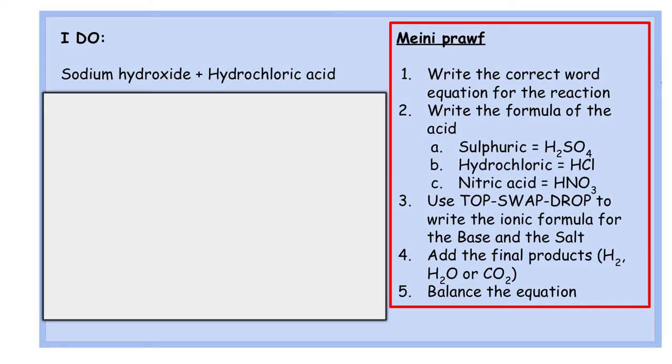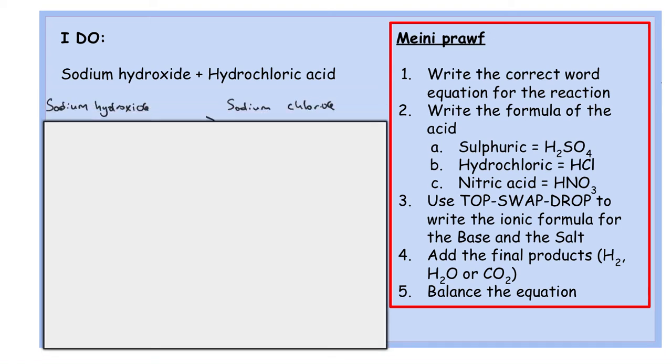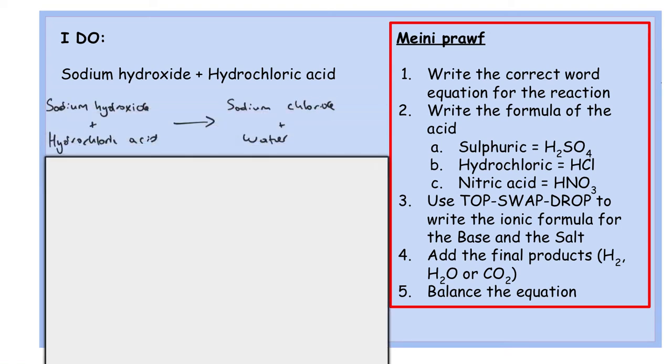So we're going to go through these really, really slowly for you. And what we're going to do is we're going to look at how we can get there. And there's 5 steps, okay? Now the first step is that we're going to write the correct word equation for the reaction. Well, I've got sodium hydroxide plus hydrochloric acid. So there is my correct word equation for that. Okay, so step 1 I've done there.